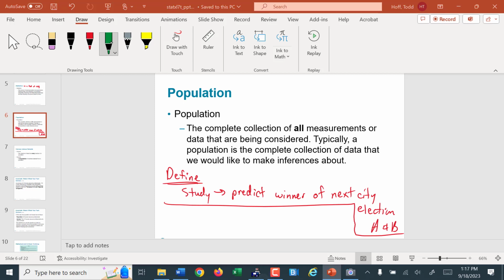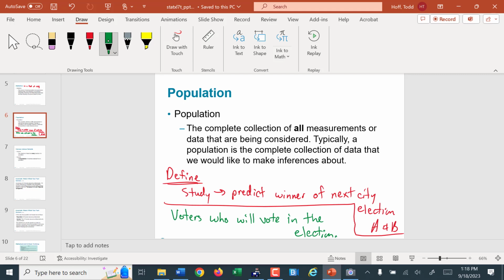The population here, you might think, well, what about voters? Yes, voters are a part of the population. But really, we only care about, to be more specific, voters who will vote in the election. If they're not going to vote in the election, we don't care because they're not going to determine the winner. If they don't vote, they have no say in the matter. So it's only those voters who are going to vote in the election.